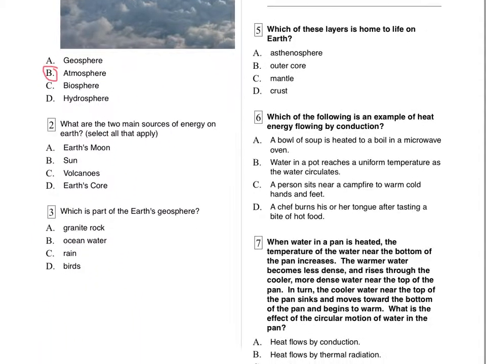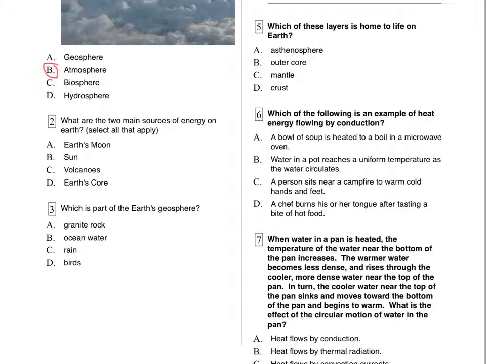Number two, the two main sources of energy on Earth. That was the sun and Earth's core. We're talking about external sources of energy, not man-made. So we obviously get most of our energy from the sun. The only other source of energy we have that's being generated would be from the heat and pressure on Earth's core.